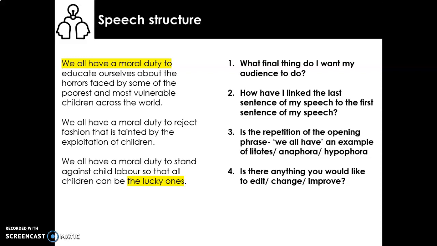But let's look at these questions. What final thing do I want my audience to do? How have I linked the last sentence of my speech to the first sentence of my speech? Is the repetition of the opening phrase, we all have, an example of the rhetorical device of litotes, anaphora, or hyperbole? So what device am I using when I keep saying we all have a moral duty? And is there anything you would like to change, edit, or improve in my speech if you're looking with a critical eye? So just pause again and write your answers to those questions.